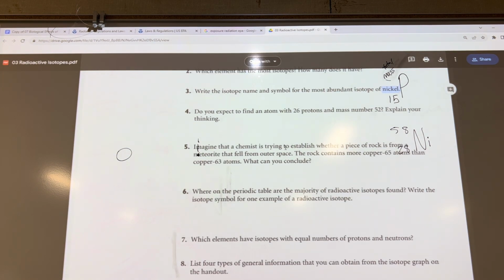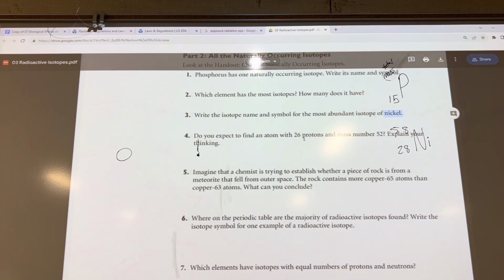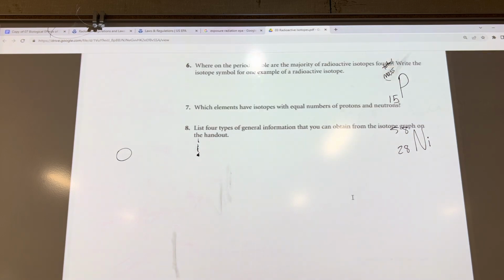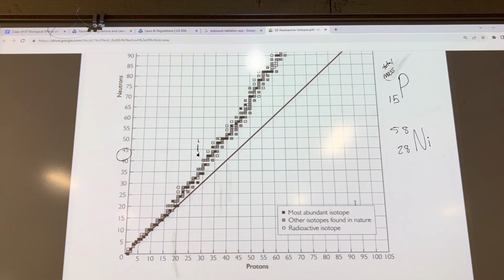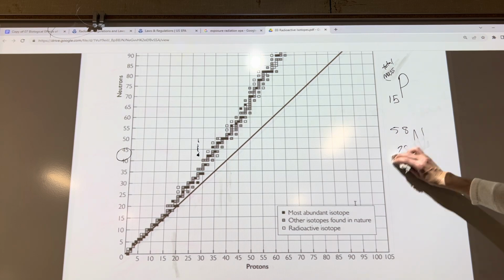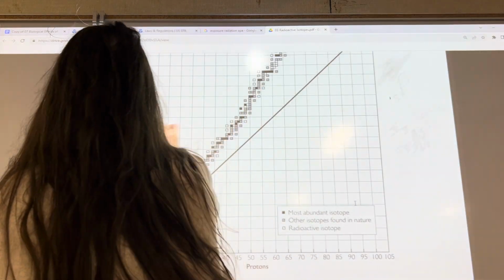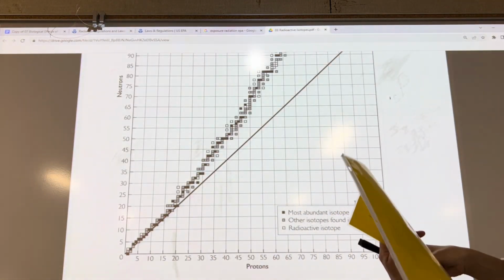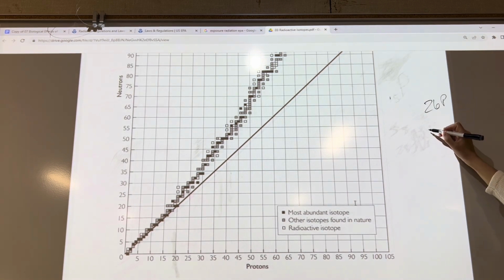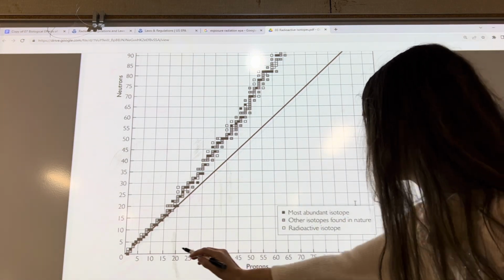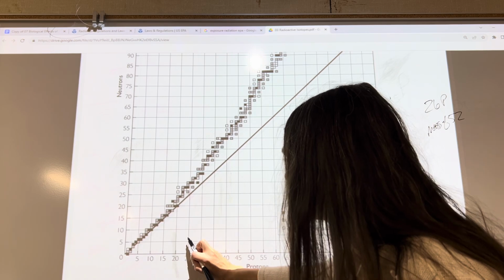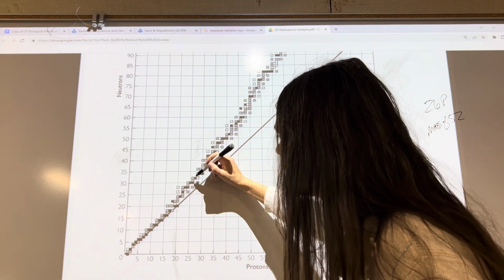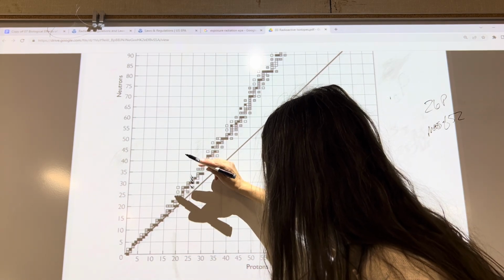Question 4. Do you expect to find an atom with 26 protons and a mass of 52? 26 protons and a mass of 52. Let's see. I'm just going to write this down. 26 protons and a mass of 52. You can find out who it is, but it doesn't matter. I'm going to 26 on the line, 1 over. I see 1, 2, 3, 4 isotopes.